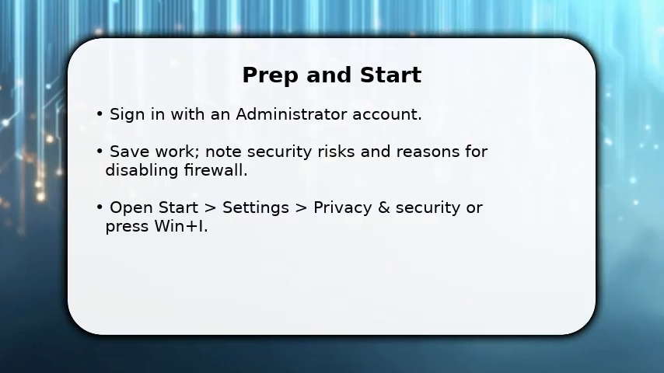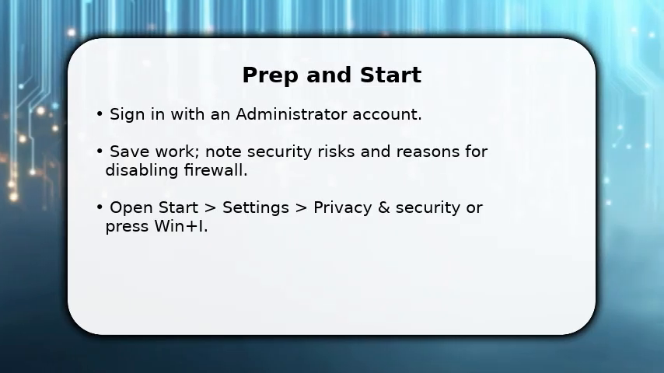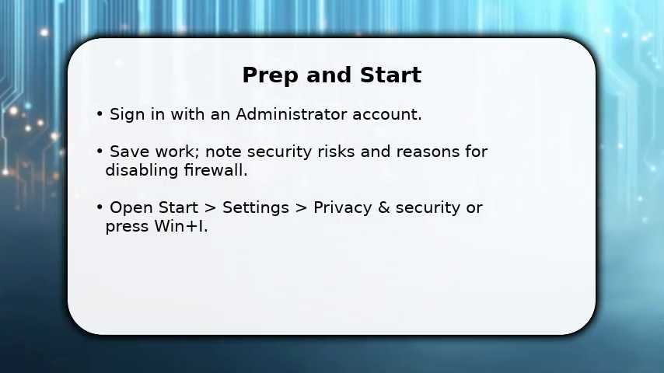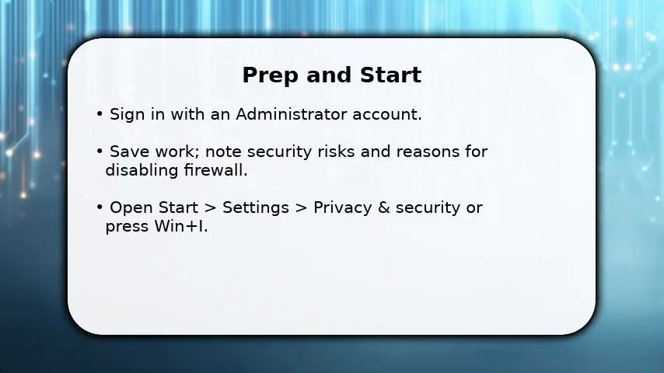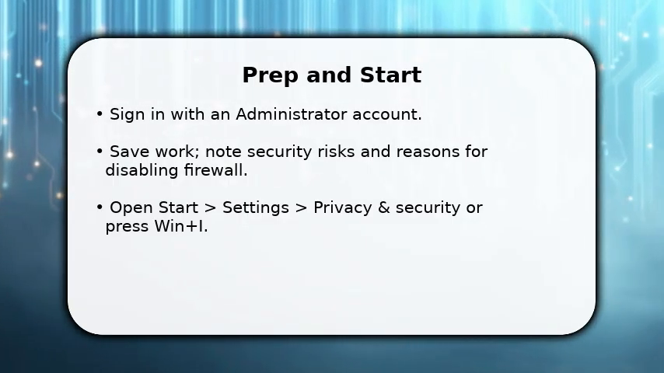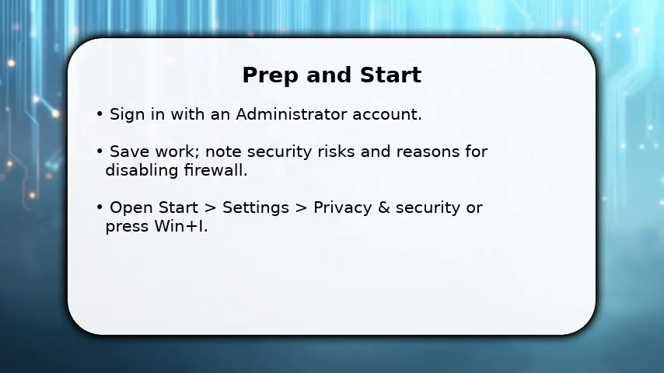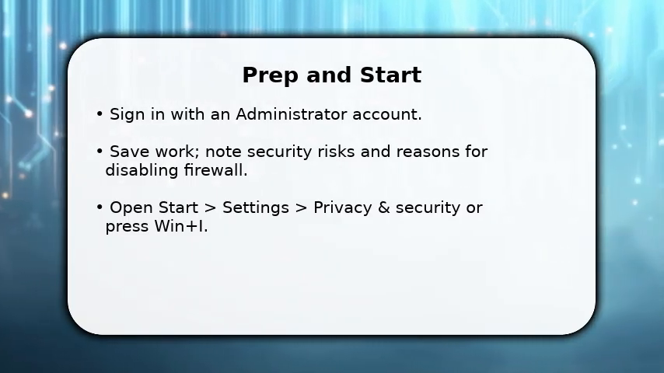You need an administrator account and a clear reason before you proceed. Disabling the firewall exposes the PC. Once signed in, save your work and close apps. Now open Settings with Win+I, go to Privacy and Security, then Firewall and Network Protection to begin.